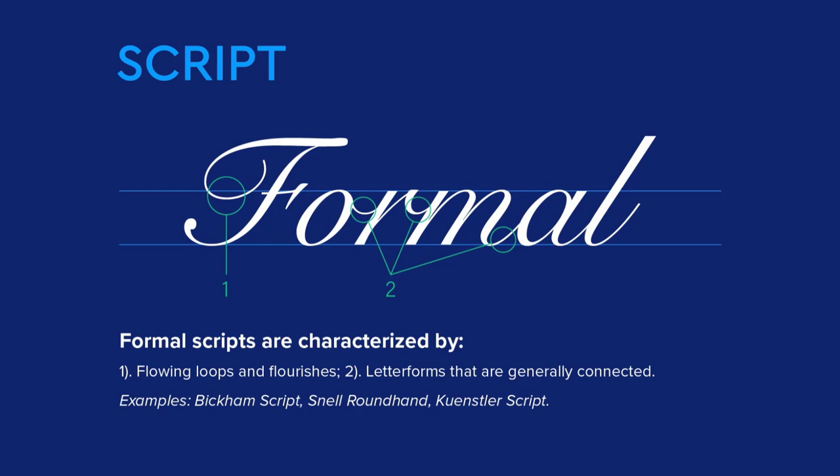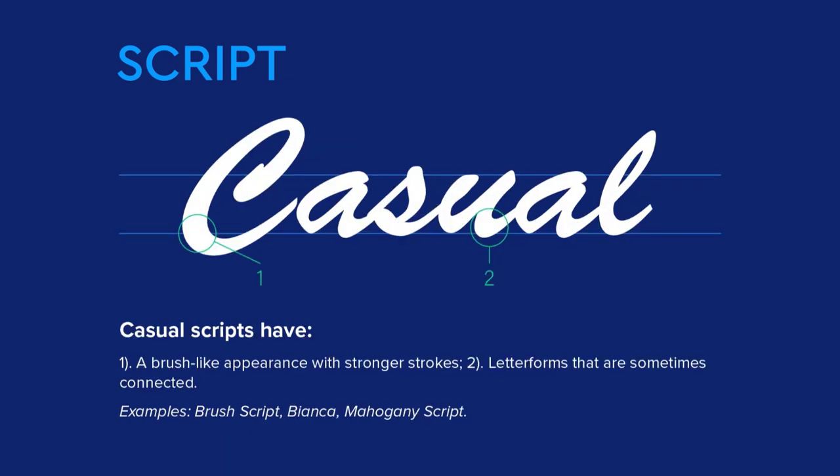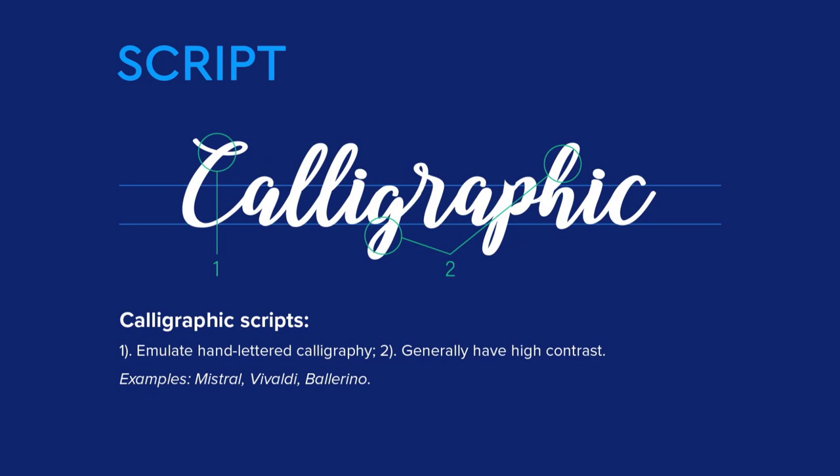The next category that falls under the script, we call casual. In the casual script, as highlighted in number one, we have a brush-like appearance with strong strokes. With the places highlighted as number two, we have letterforms that are sometimes connected. Examples of fonts that fall into this category are Brush Script, Bianca, and Mahogany Script.